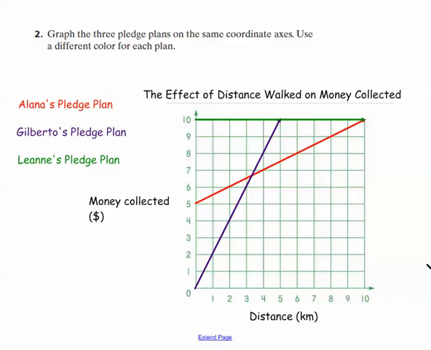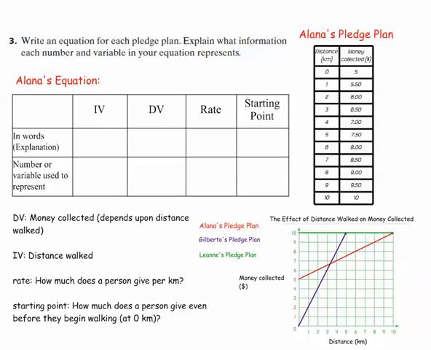So now we'll move on and write some equations for each pledge plan. And we'll start with Elena. It helps us to understand our equation if we can put in words what each part of our situation is representing. Our IV in this case is our distance in kilometers. Our DV is our money. And our rate is a comparison of the two.